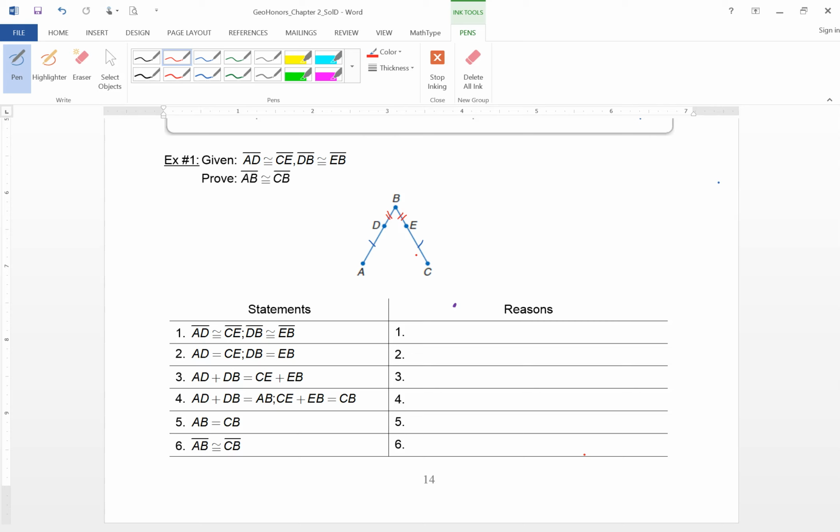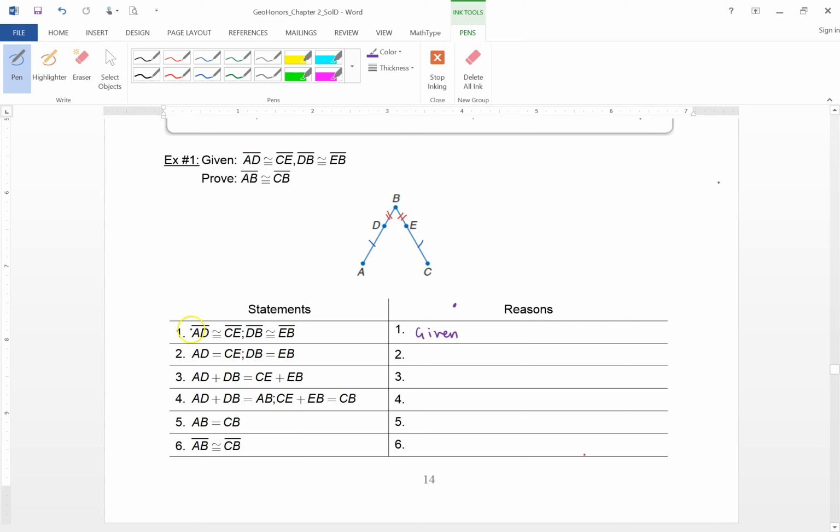Okay. So we're going to go ahead and go through the proof. The first line is always the what? The given. And you write the given word for word, and here you write given. Okay, next. I just said that segment AD is congruent to segment CE. Segment DB is congruent to segment EB. What does it mean that AD is congruent to CE? What does that mean? That they have the same measure.